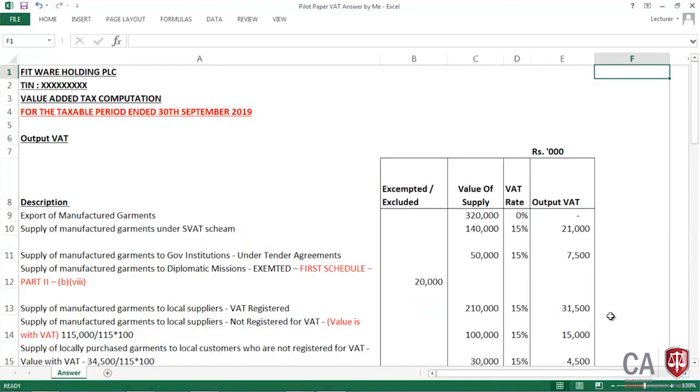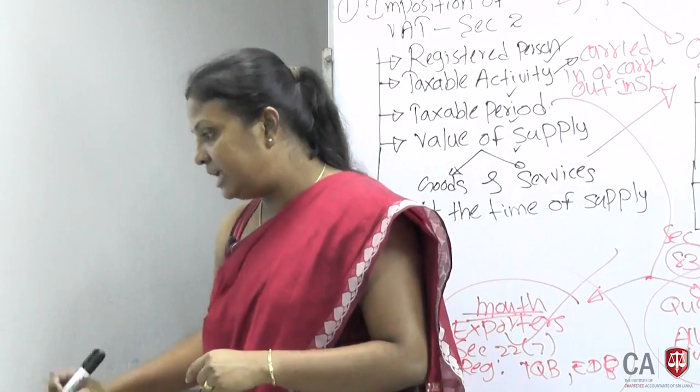Now the discussion of the answer. Our company is Fitware Holdings PLC, and it's better to put the TIN number. It's a 9-digit number. Don't put other numbers. Then value added tax computation for the taxable period ended 30th September 2019. Don't use the quarter. This is not a quarterly tax computation. This is a taxable period ended.